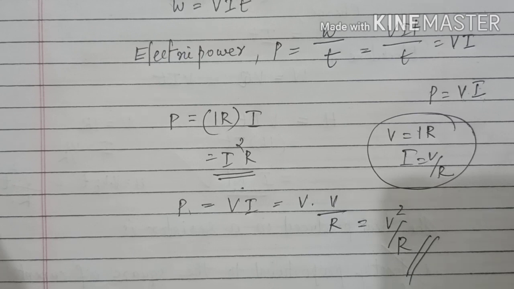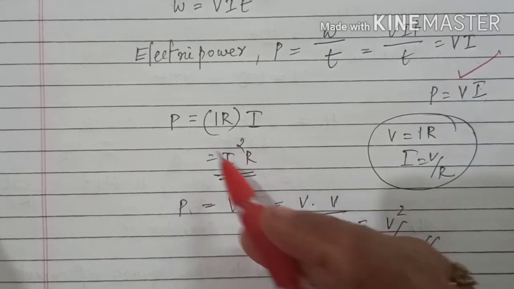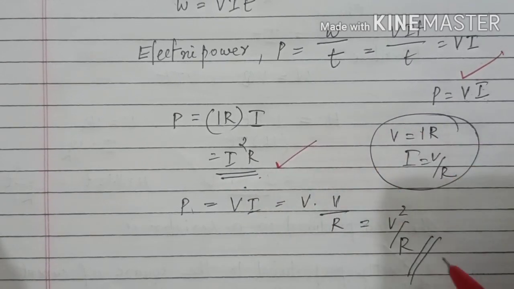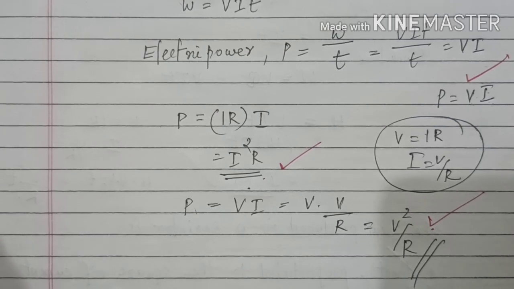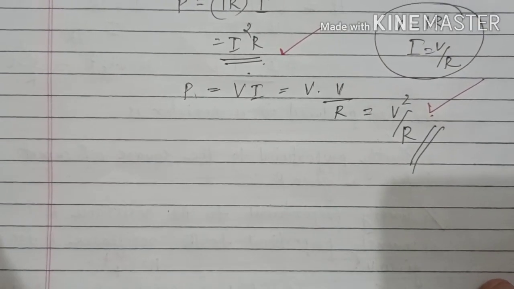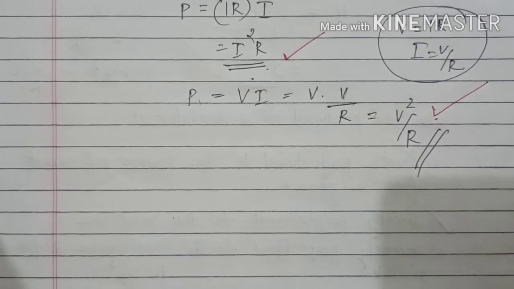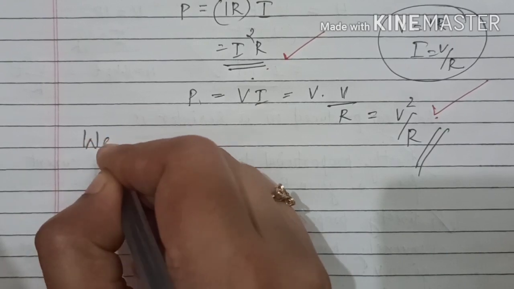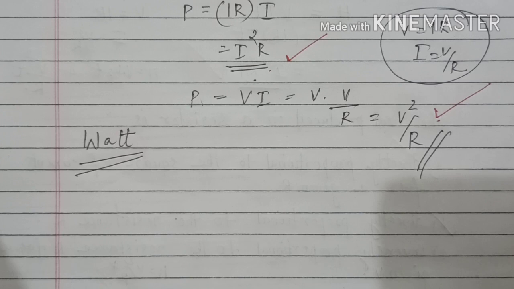They are, first one is P is equal to V into I. Second is P equal to I squared R. And third is P equal to V squared by R. Clear? Now we will move to the unit of electric power. Again, important question for 10th as well as 12th. The SI unit of electric power is watt, W-A-T-T.